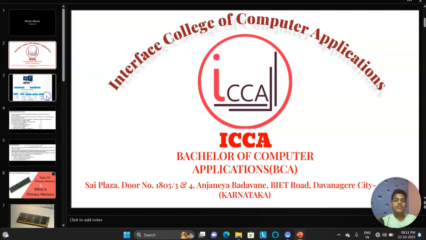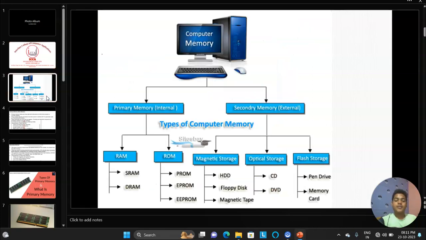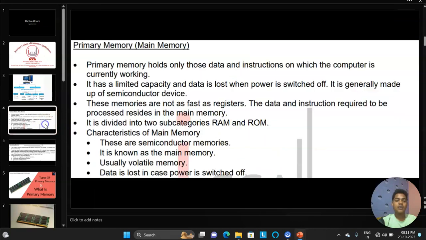Today my topic is computer memory. Computer memory is sub-classified into two types: primary memory and secondary memory. Primary memory has two types, RAM and ROM. RAM has two types, SRAM and DRAM, and ROM has PROM, EPROM, and EEPROM, and there are different sub-classifications of secondary memory. First, we will learn what primary memory is.